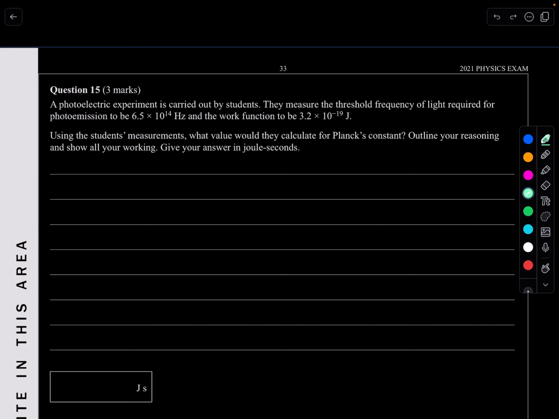Now, if you have the threshold frequency and the work function, and you're told to calculate Planck's constant, this reminds me of the kinetic energy max versus frequency graph. So let's draw a graph for that. You're going to have a graph like this. Of course, this is your kinetic energy max, KE max. And this is your frequency in hertz, and make sure this is in joules.